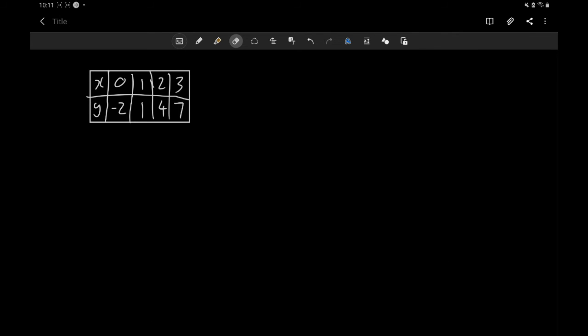So now let's take a look at this example. We have a table of values here, and you've been asked to find the equation of the straight line. So again, the first step to do is to write down the general formula. Y is equal to mx plus b. And we calculate the value for m, which is the gradient. So let's do that. So we know m is equal to rise over run.